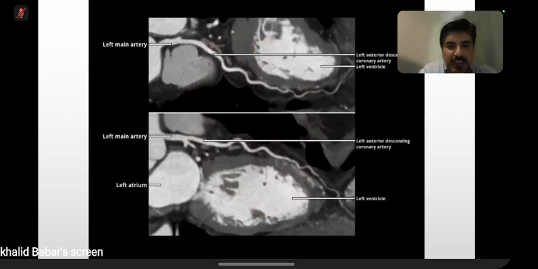Something for practical purposes: when we report cardiac CT scans, we usually look at the curved MPR images. These are called curved MPR, multiplanar reconstruction images of the coronary artery, so that we can see the whole coronary arteries in their entirety, the whole course. We can see any areas of narrowing and occlusions. Although they have a tortuous course, because of these curved MPR images you can see through them completely in a single image.